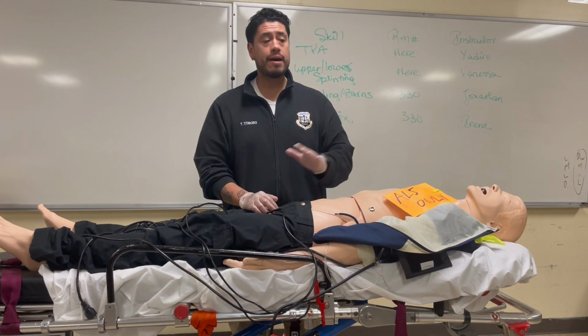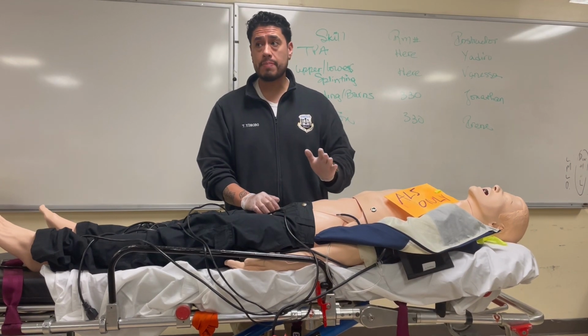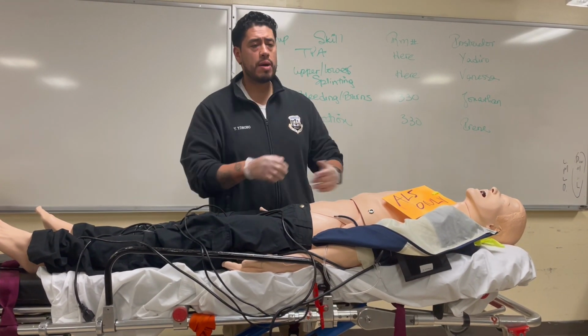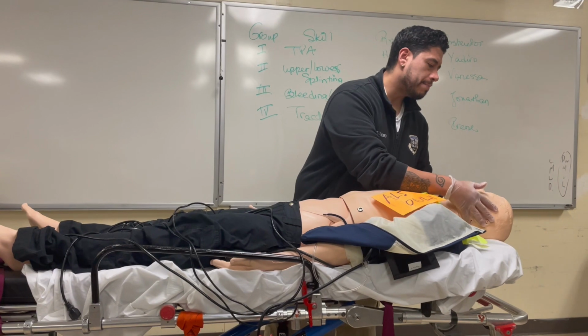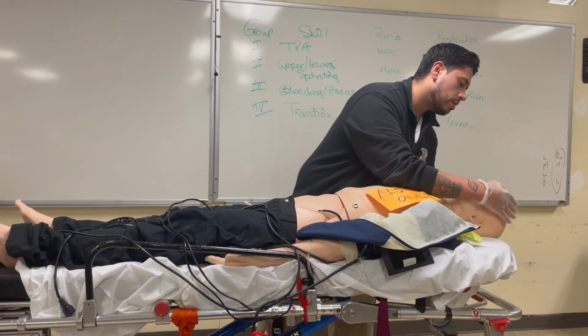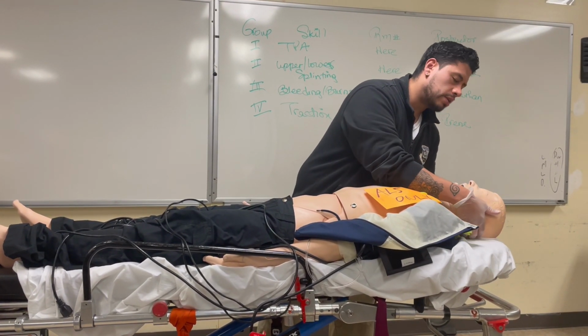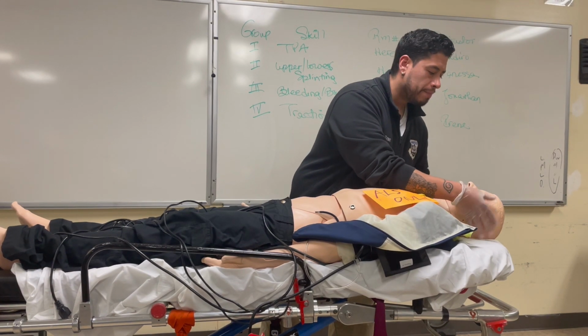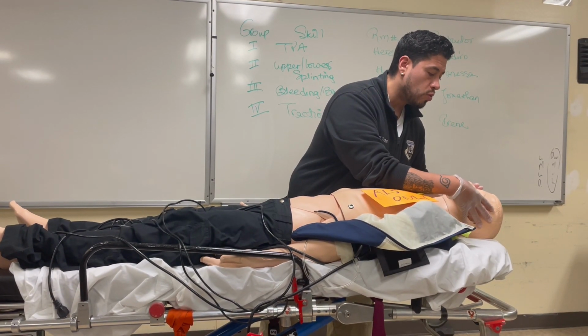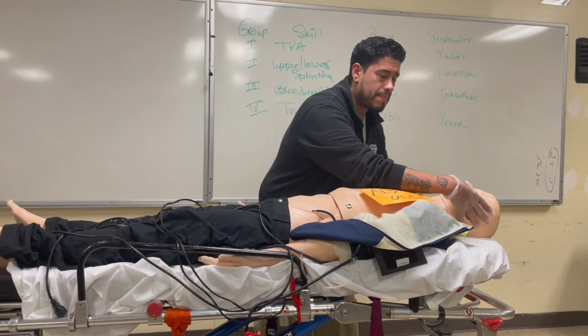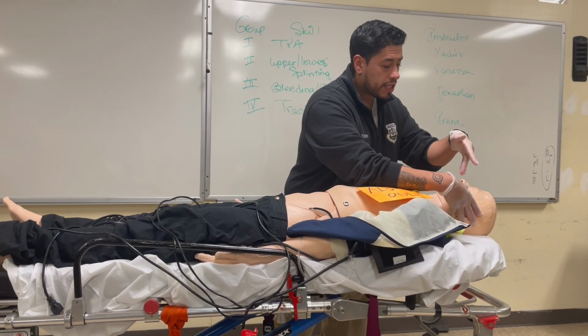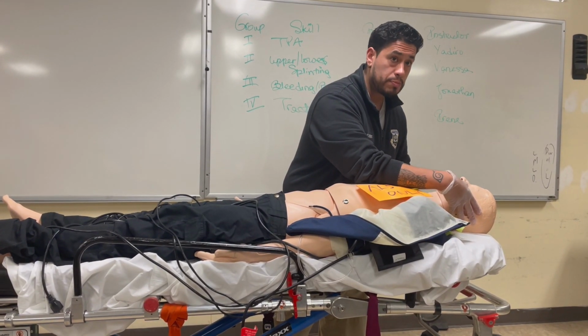Can I get a SAMPLE history from anybody? No? Okay. At this point, I'm going to start going head to toe. I'm going to palpate the head: the frontal, temporal, parietal, occipital. Do I see anything? I'm going to look at the eyes. Do I see any raccoon eyes? I'm going to look behind the ears. Do I see any Battle's sign? I'm going to look in the nose, mouth, and ears for any cerebrospinal fluid.